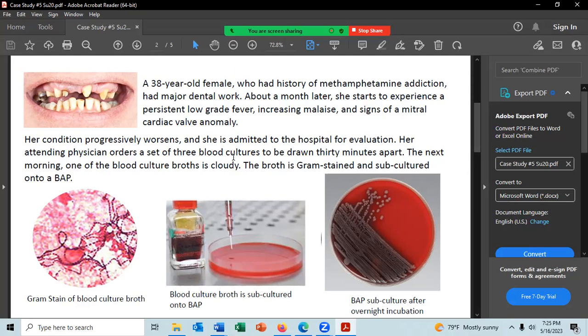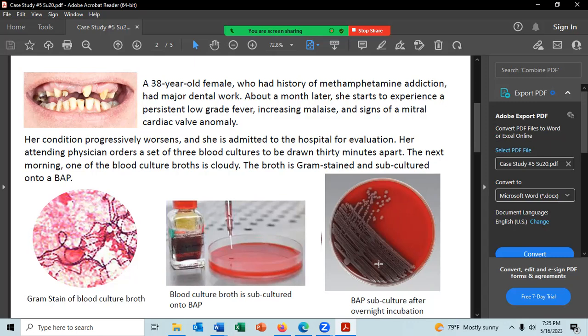Her condition progressively worsens. She's admitted to the hospital. Her attending physician orders 3 blood cultures. The next morning, 1 blood culture broth is cloudy, and you can see bacteria in her blood that actually looks like streptococci. The broth is Gram stained and subcultured on blood agar plates. And there it is there.